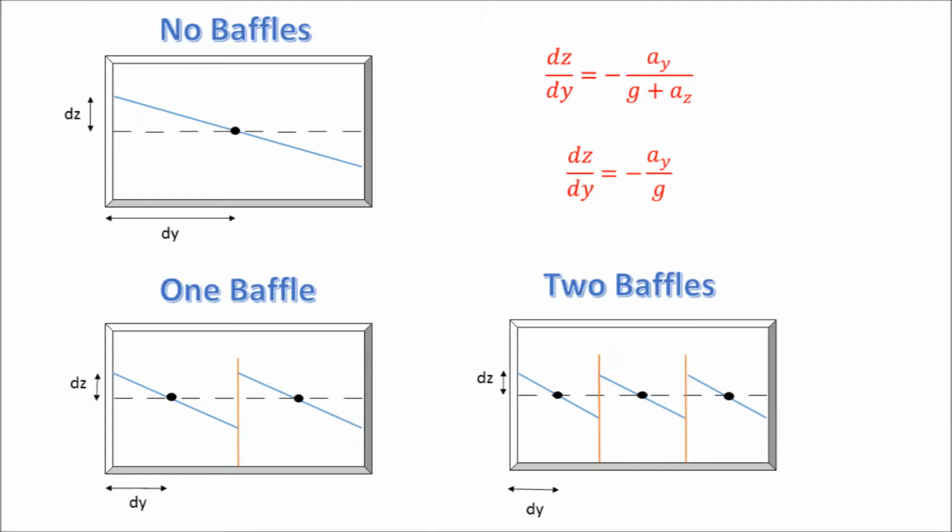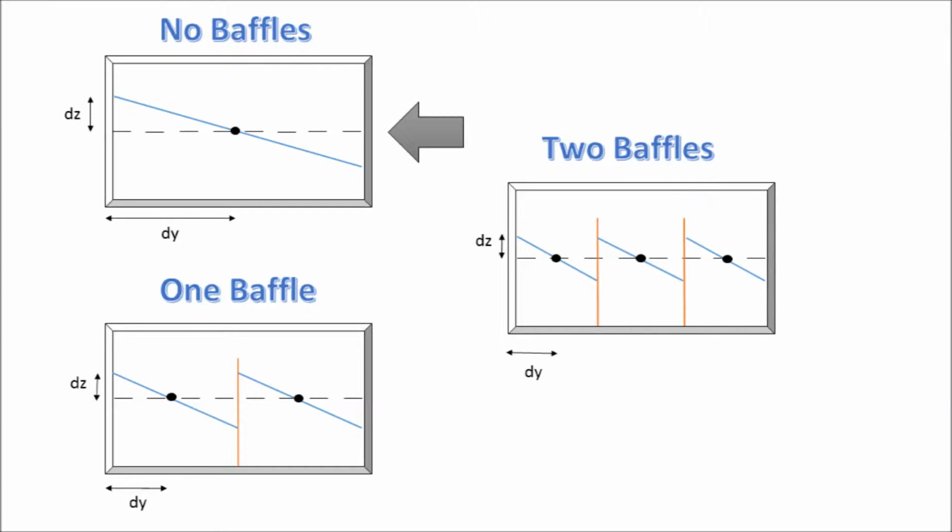Motion equation: the change in z over the change in y equals the negative acceleration in the y direction over g, which is gravity, plus acceleration in the z direction. For our use, we're only going to have the acceleration in the y over g. We will not have the acceleration in the z direction.